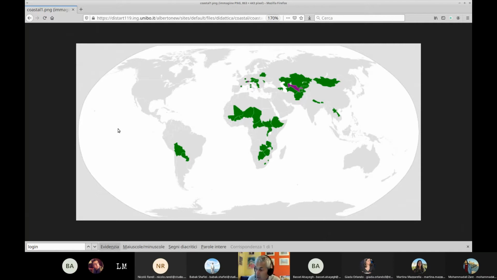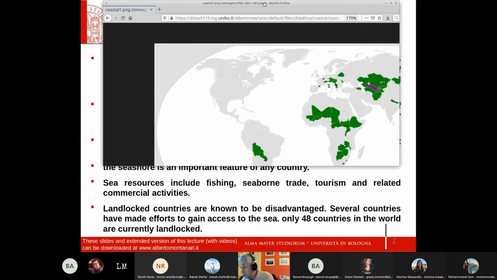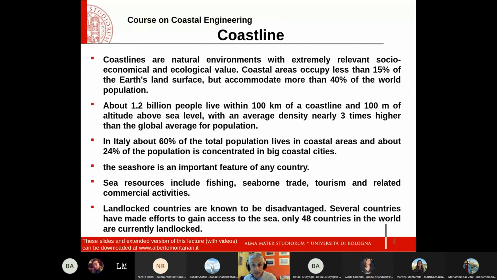In fact, those landlocked countries usually are not prosperous countries. For this reason, their economy and the GDP, etc., is suffering. So the coasts are indeed an important resource for a country.